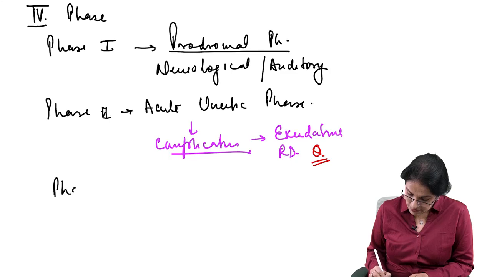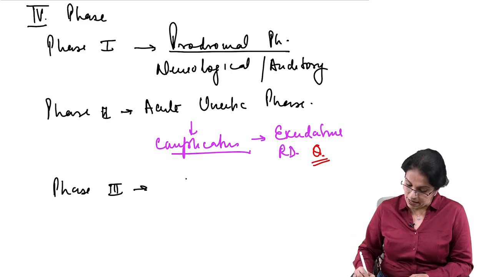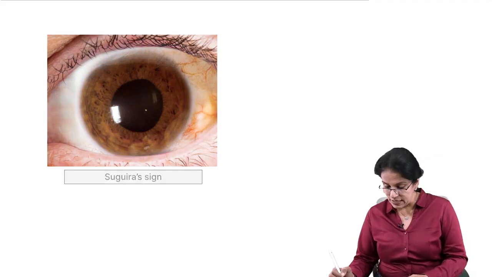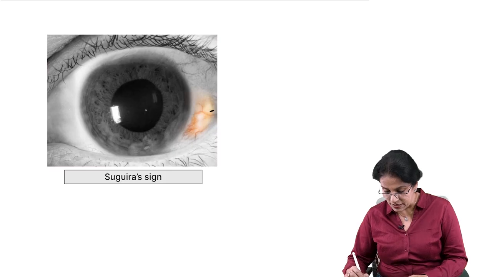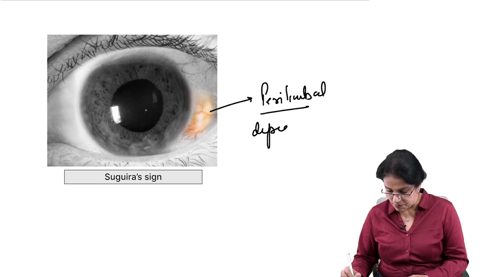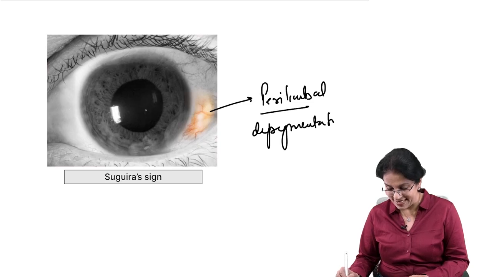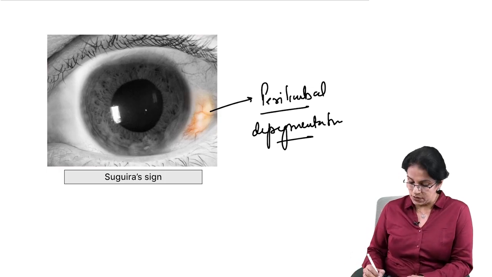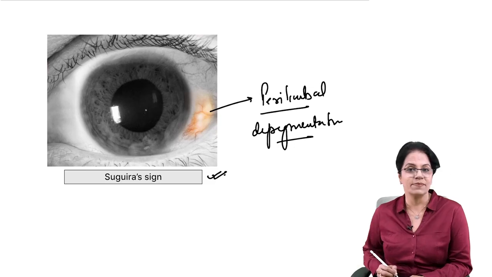Next phase is phase 3. Phase 3 is the convalescent phase. So in the convalescent phase, there is a lot of depigmentation that is happening. So write down convalescent phase is the phase where there is a lot of depigmentation. So what are the depigmentations that can happen? One is around the limbus. This perilimbal depigmentation is what is called Sugiura sign. Just we will know this. This is perilimbal depigmentation. We have melanocytes here. You remember? We have learned this in the cornea also, in the limbal anatomy also. So now this is what is Sugiura sign.